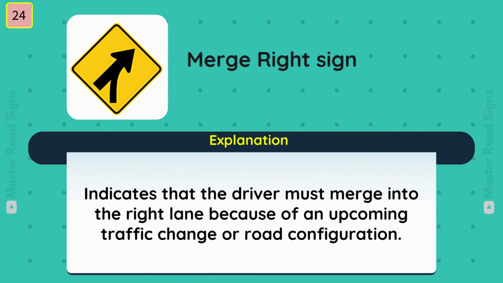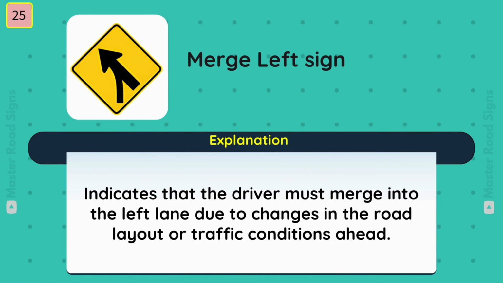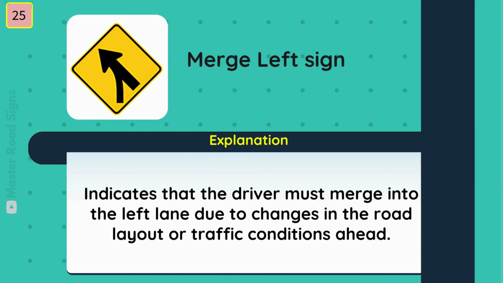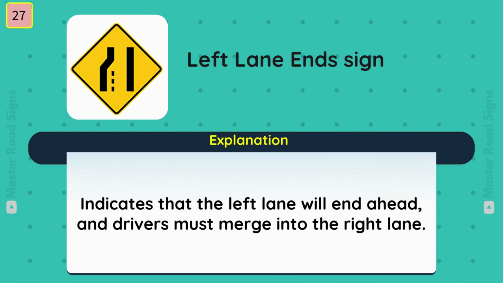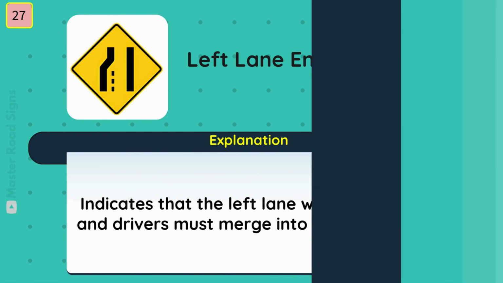Merge right sign indicates that the driver must merge into the right lane because of an upcoming traffic change or road configuration. Merge left sign indicates that the driver must merge into the left lane due to changes in the road layout or traffic conditions ahead. Right lane end sign indicates that the right lane will end ahead, and drivers must merge into the left lane. Left lane end sign indicates that the left lane will end ahead, and drivers must merge into the right lane.